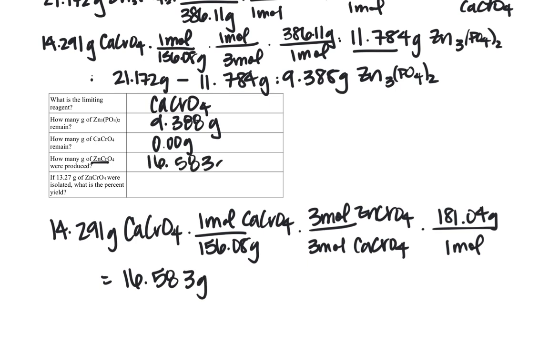16.583 grams. Now the last one asks, if 13.27 grams of zinc chromate were isolated, what is the percent yield? So the percent yield is what you got divided by what you should have gotten. So 13.27 divided by 16.583, multiplied by 100, and I get 80.02%.